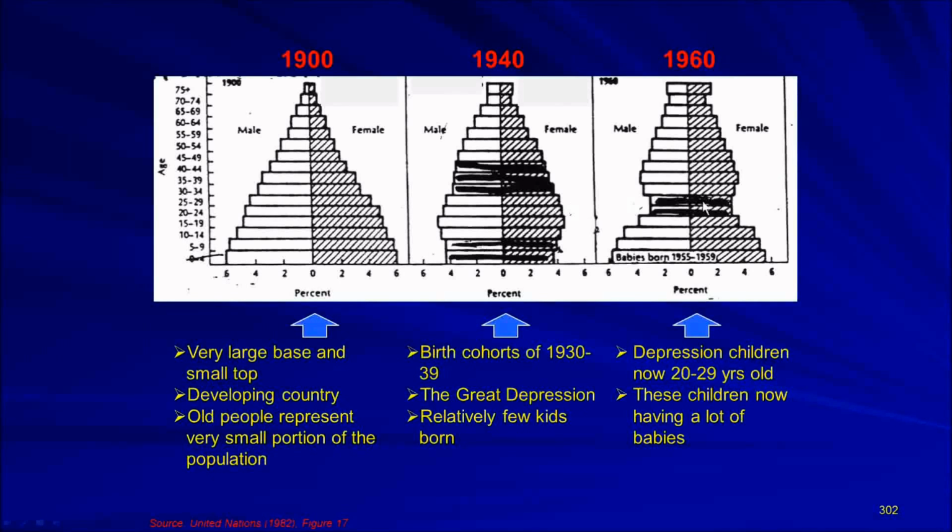Now we take the Depression children here, now 20 to 29 years old, and these children are now having a lot of babies, because this is the 1960s. And if you remember, the 1960s were a pretty pleasant period. We had washing machines, and we had a whole lot of appliances, and television, I think, was invented in 1947, and most everybody had a television, a radio, and life was really pretty good. It was Leave It to Beaver, if you remember that show, and the Nelsons. I mean, the economy was a good one.